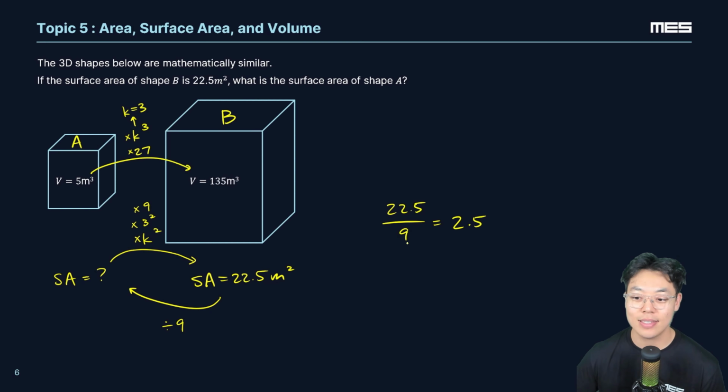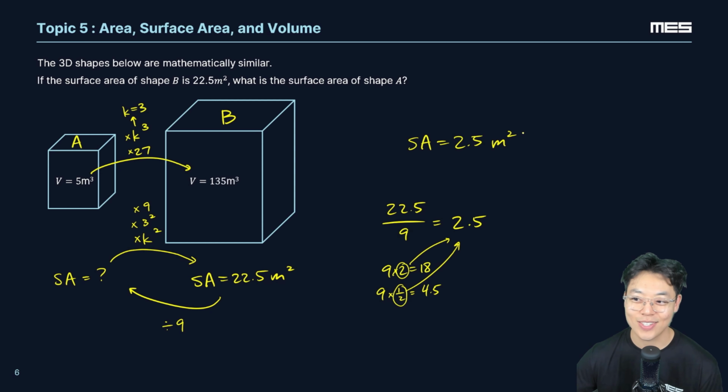And the way I got this is I knew that 9 times 2 is 18, leaving us with 4.5. Well, 4.5 is half of 9. So 2 and 1/2 gives us 2.5. So the surface area of shape A is 2.5. Don't forget, meters squared.